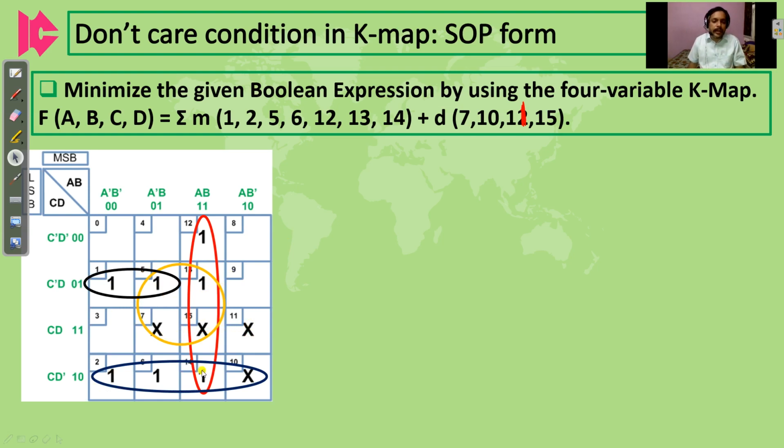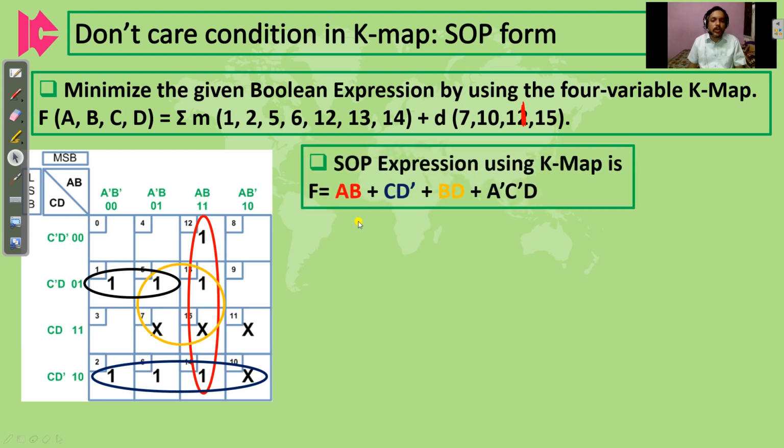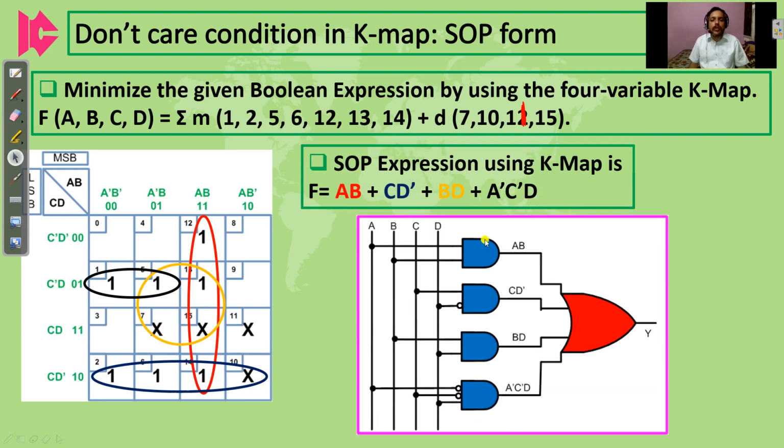So for this red one, the non-changing is AB. For this yellow one, on this side the non-changing is B, on this side the non-changing is D. So the output expression is BD. For this blue one, the output is CD dash. For this black one, here C dash D, and here the non-changing is A dash, so A dash C dash D. So this can be realized using 3 AND gates and 1 OR gate, 3 of 2 input and 1 of 3 input.